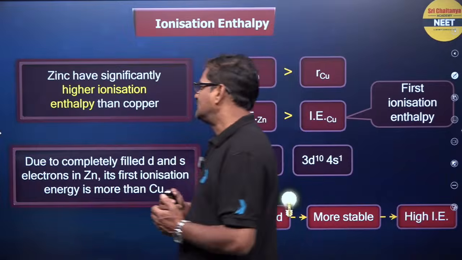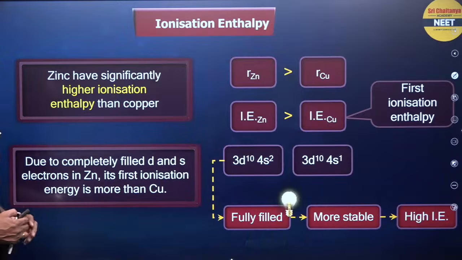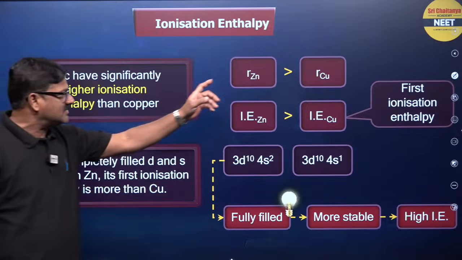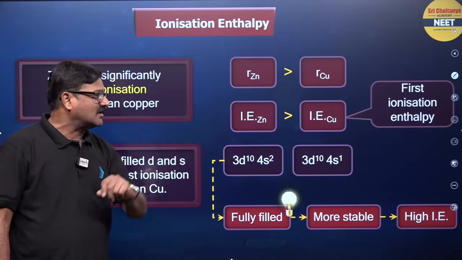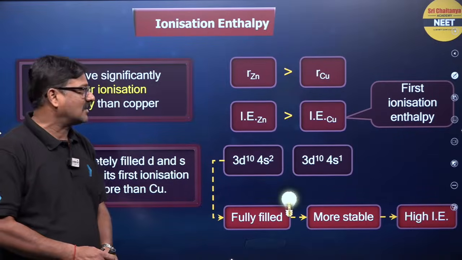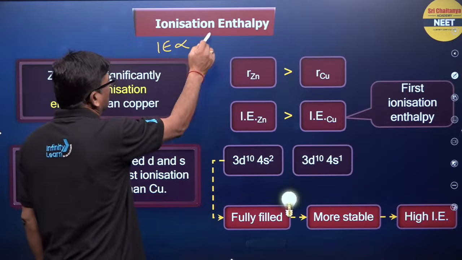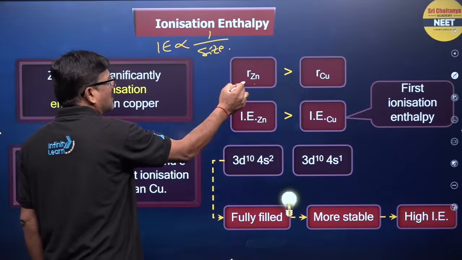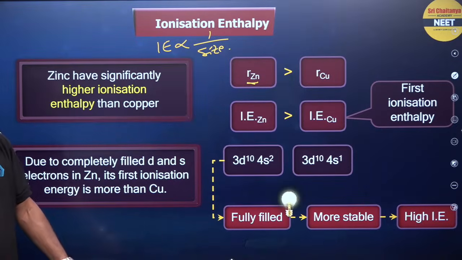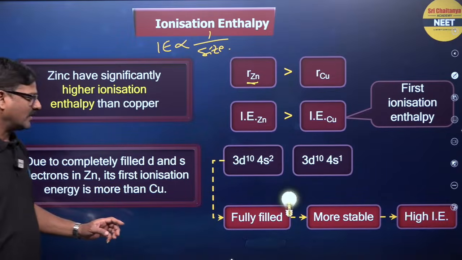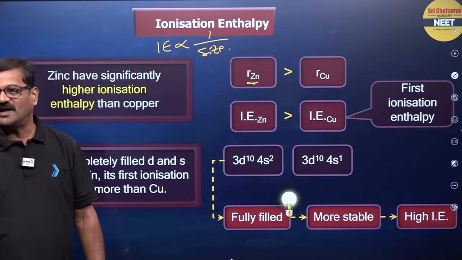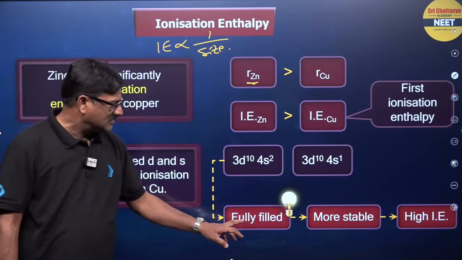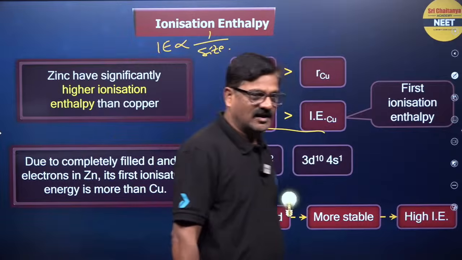And moving ahead, zinc has significantly higher ionization enthalpy than copper, even though the radius of zinc is greater than copper. First ionization energy के बारे में बात कर रहा हूँ. Ionization energy is inversely proportional to size, so इसका ionization energy कम होना चाहिए. But here, due to the completely filled d electronic configuration, fully filled and more stable, zinc has exceptionally high ionization energy than copper.